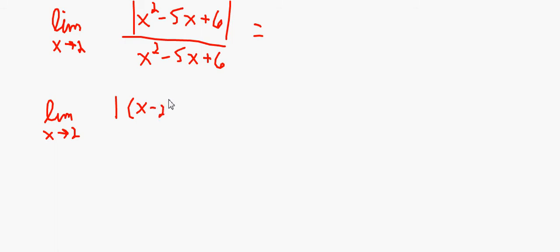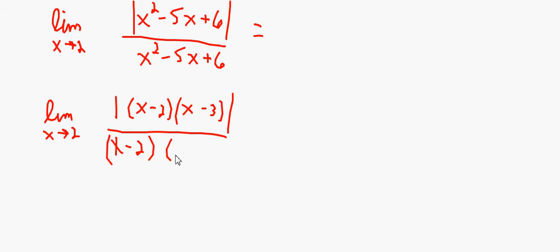x minus 2, x minus 3 over x minus 2, x minus 3. There we go. We don't know what's happening at 2. So really, since this is kind of a simple problem, it's only 2 things we multiplied up top, we can look at the left side and the right side.